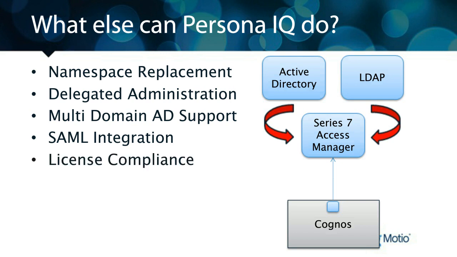Another common issue we've seen with our customers is not being able to know for sure how many Cognos licenses they're consuming. With Persona IQ, you can easily control who is allowed to log into Cognos. Then you can extract that data out of Persona IQ along with the group and role memberships to identify not only the number of licenses, but perhaps even the type of licenses you're consuming. These numbers can then be compared against the purchased licenses to make sure that you're compliant.